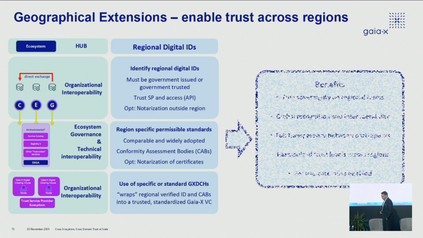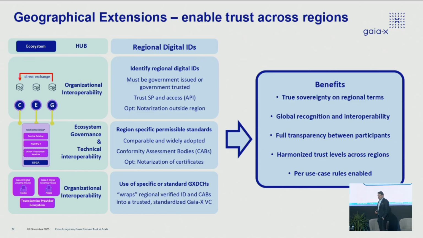So the benefits are true sovereignty on regional terms, global recognition and interoperability, full transparency between the parties, harmonized trust levels across regions. When it comes to cybersecurity, that's not even done across Europe with the different cybersecurity standards, and the per use case rule-enabled trust transparency. And with that, Christoph will tell you how it really works.